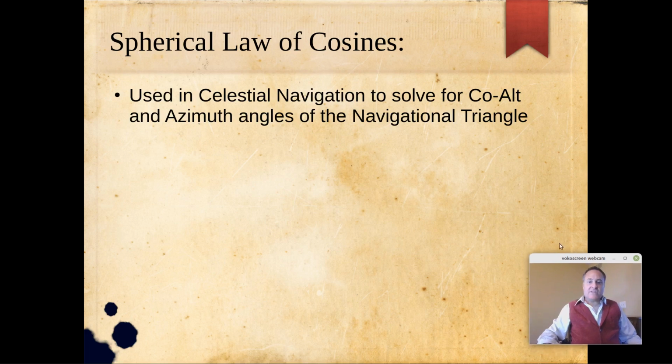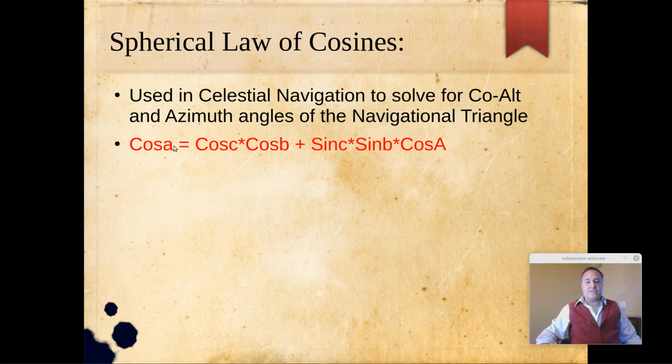It's used in celestial navigation to solve for two things: the co-altitude and the azimuth angles in the navigational triangle. And there it is. Let's break it down a little bit. We're interested in finding side A, which in this case is the co-altitude. The formula as written gives us the cosine of that altitude, and to solve for the co-altitude, we need to take the anti-cosine of everything here on the right.